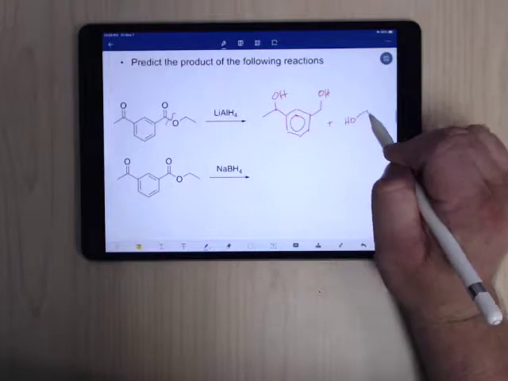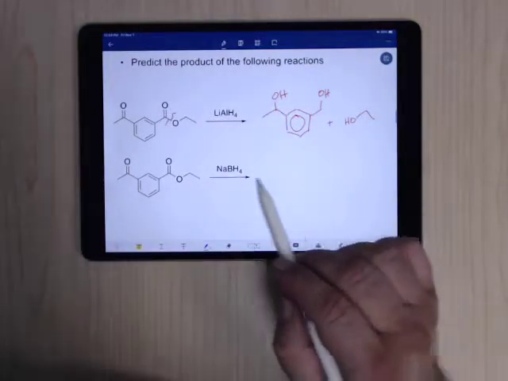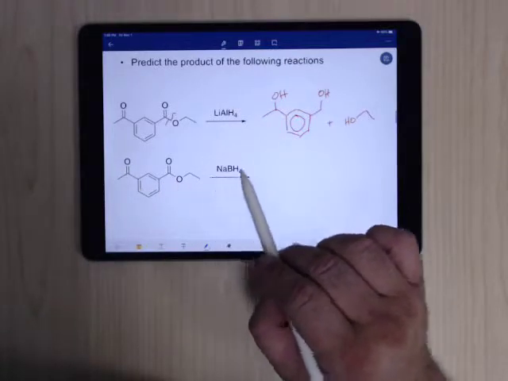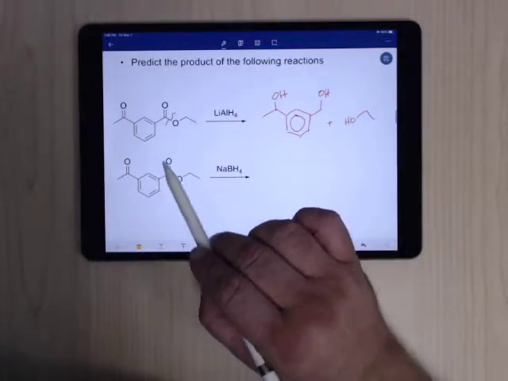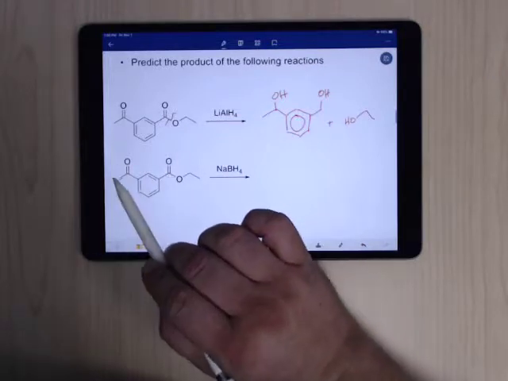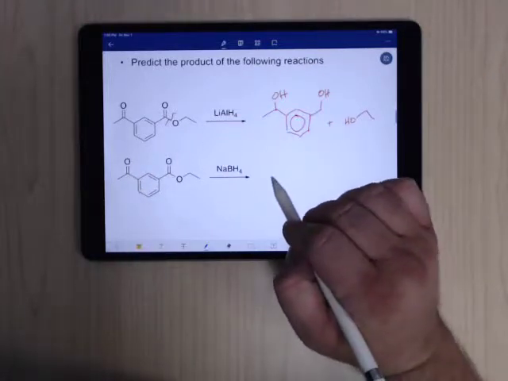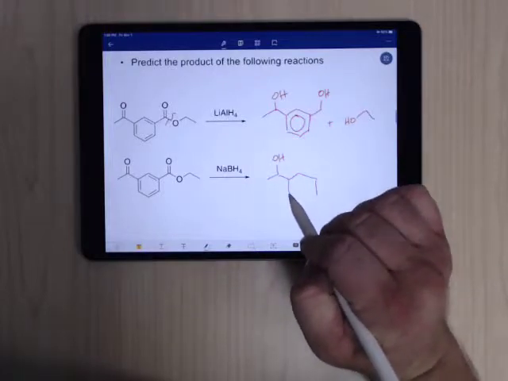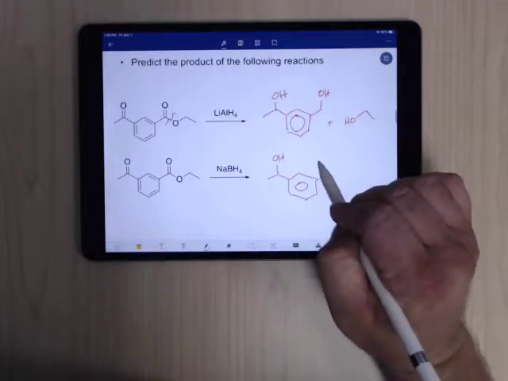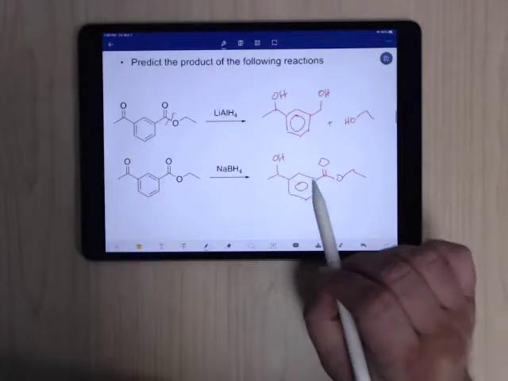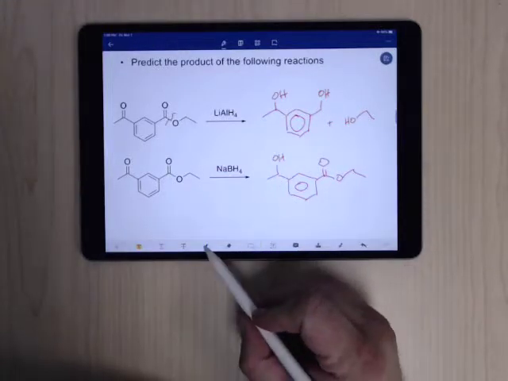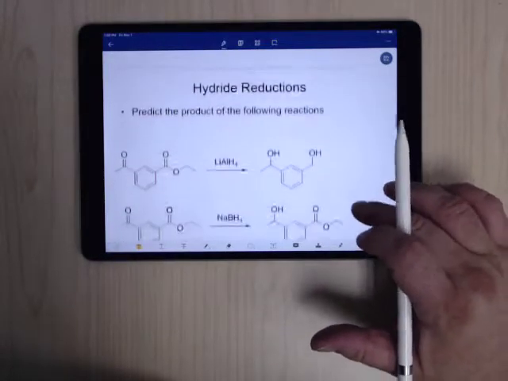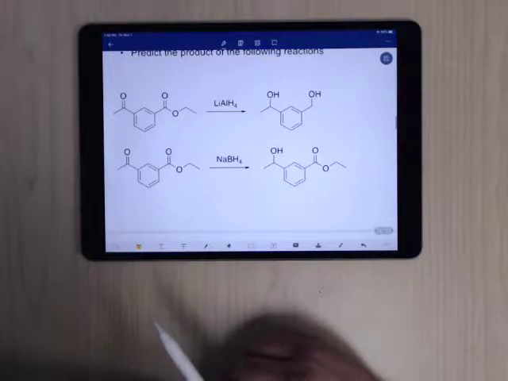OH, like that. Now for this one here, we have the ketone and an ester, but sodium borohydride isn't powerful enough to react with the ester, so you're only going to get reduction here. The ester is going to remain untouched. So it's only going to be the ketone that gets reduced down. So there we go. Hey, we got them right.